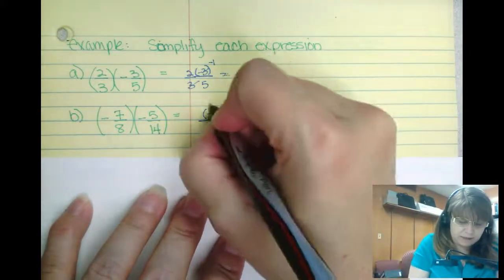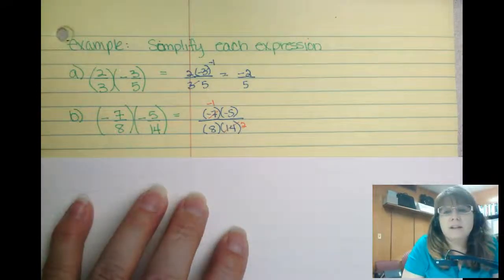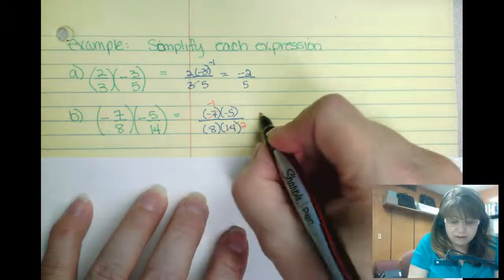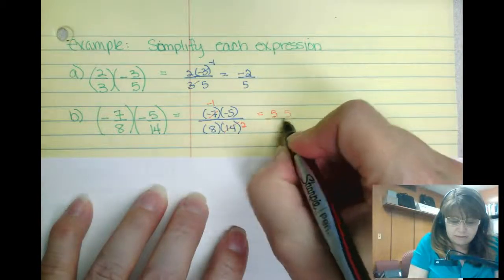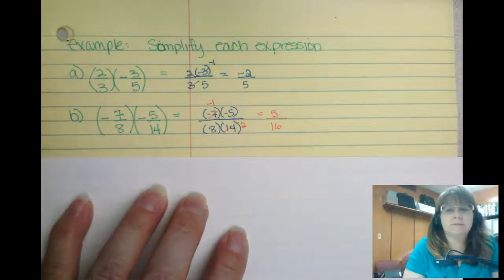2, and that's a -1. Now I can see I have nothing else to reduce, so I can go ahead and say -1 times -5 is 5. 8 times 2 is 16.